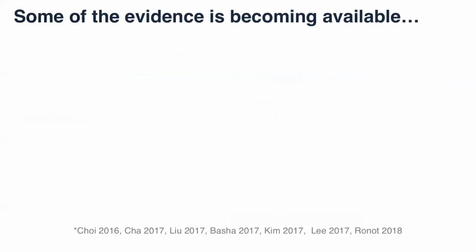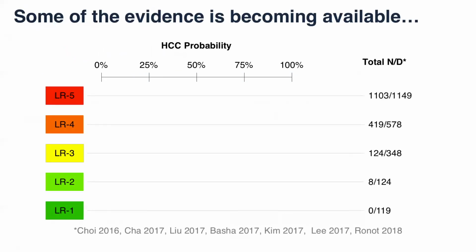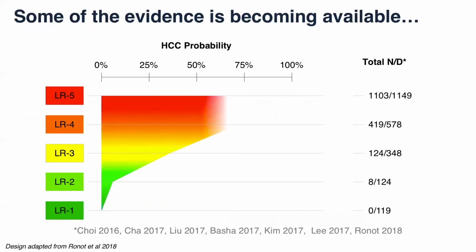Now, some of you might be wondering, where's the evidence? And the evidence is starting to become available. So there have been 7 papers published in the last 2 years that have looked at the probability of HCC for different LI-RADS categories. Now, I did not do a formal meta-analysis. I simply counted the numerator and denominator for every paper. And when I do that, I find that I get a curve that looks like this.